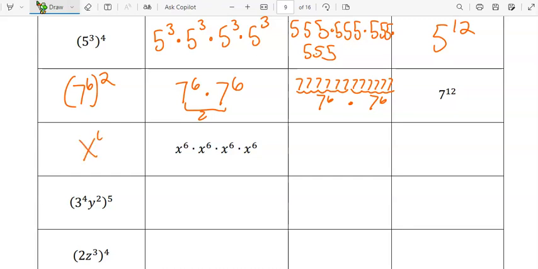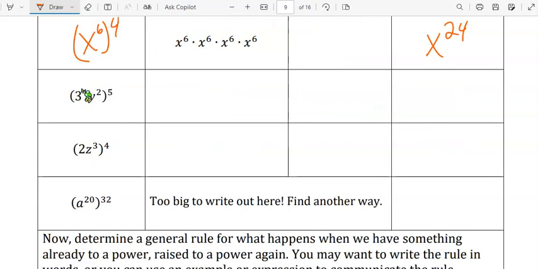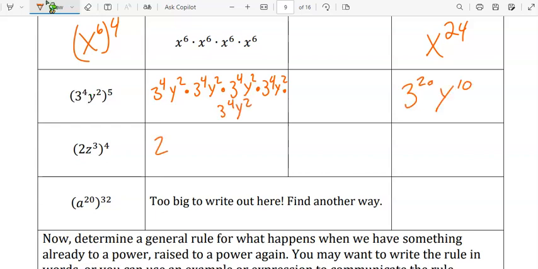X to the 6th power is repeated 1, 2, 3, 4 times. And then we would expand it further. We get x to the 24th power. Right, 3 to the 4th, y to the 2nd, 5 times. Alright, 2z to the 3rd power 4 times.